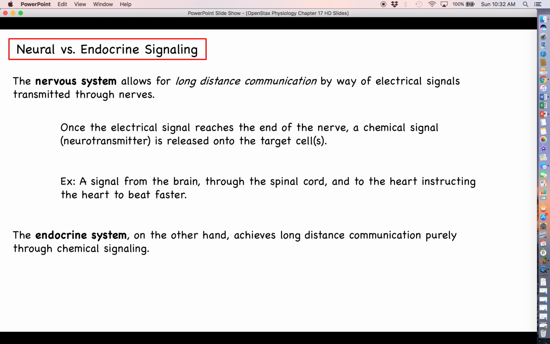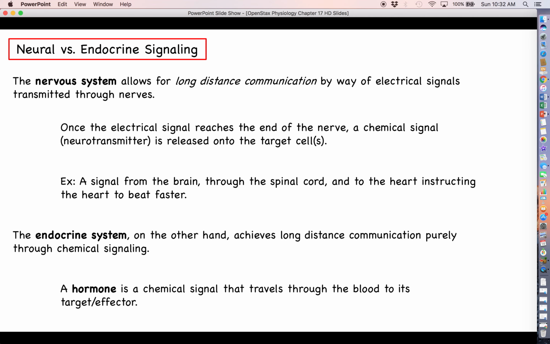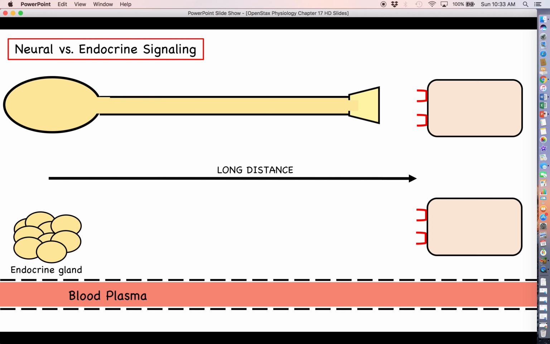So the endocrine system, we achieve long-distance communication purely through chemical signaling, right? So we're not using any sort of electrical signal. Everything is happening via a hormone, which is a chemical signal, traveling through the blood on its merry way to finding its target or effector cells. So if you'd like an illustration of how this works, this should be very helpful here.